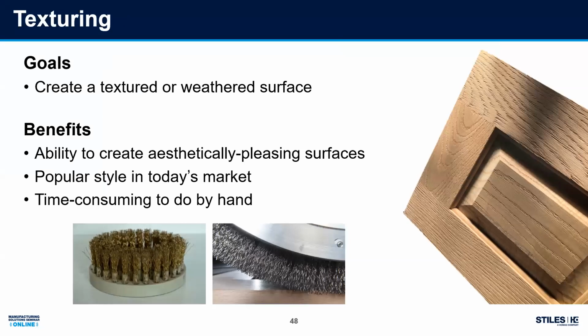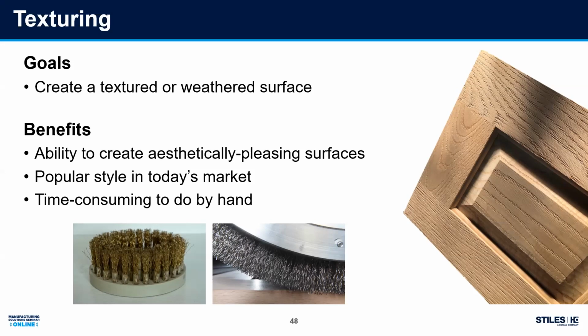Finally, some miscellaneous applications, one of those being texturing. Texturing is pretty common nowadays. The goal, of course, there is to create some sort of visually pleasing surface, oftentimes something that looks weathered or has grain removed. And of course, the benefits of doing this with a machine would be that we can create an aesthetically pleasing surface that's consistent, but it can be really time consuming to do by hand.